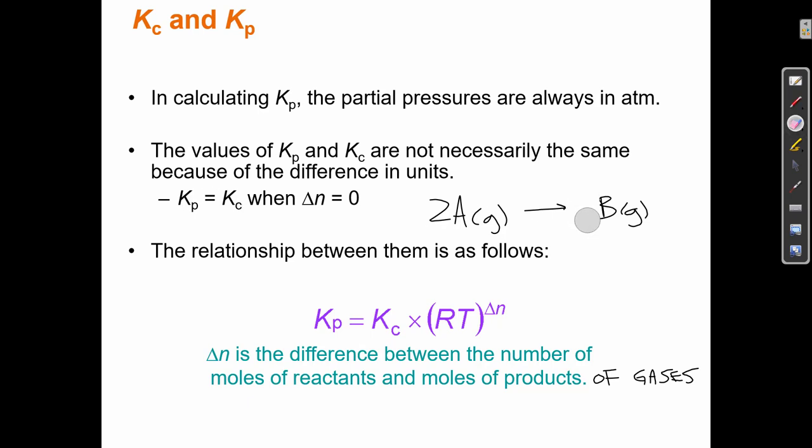But if I went from 2A gas to 2B gas and I had 2 moles of gas as reactant and 2 moles of gas as product, then delta N would equal 0 and Kp and Kc would be the same.